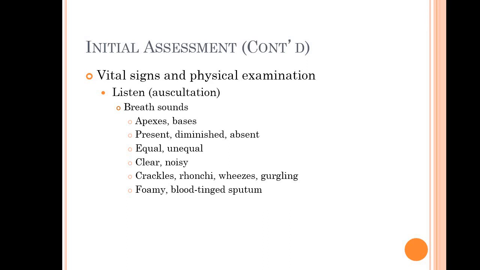So when you're listening to breath sounds, I like to do just the apices and then the bases. That'll give you a good one. Be sure to note is it diminished, absent, present, that sort of stuff. Are there any adventitious sounds, rhonchi, wheezes? Are they actually having foamy, blood-tinged sputum? And do we need to put those people on CPAP?